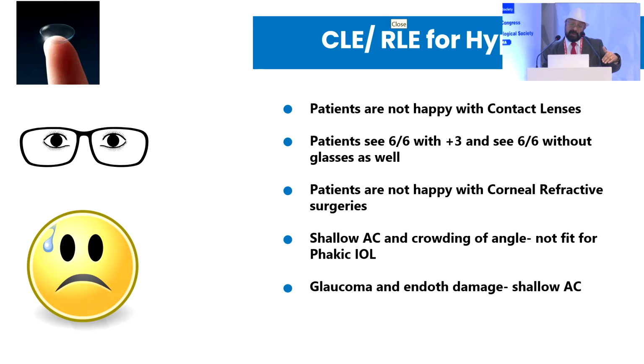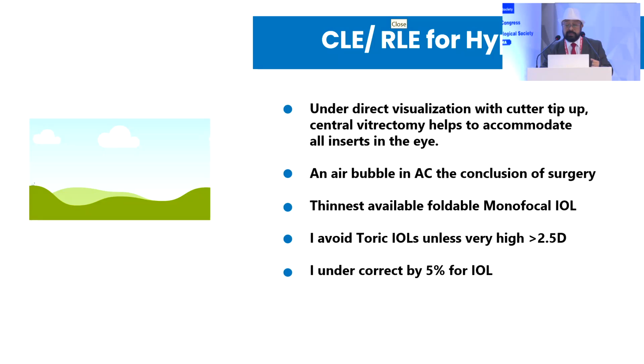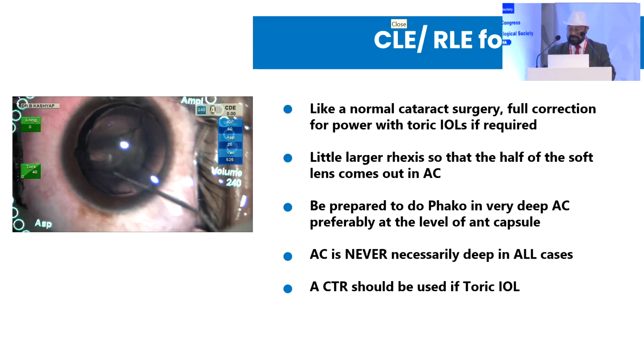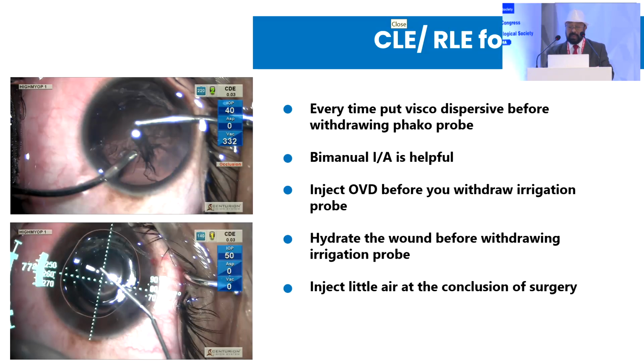So, look at the hypermetropia. The patients are not happy with the contact lenses, with the glasses, are not happy with the corneal refractive surgery. They have got shallow AC and crowding of the angle, and they're not suitable for the phakic IOL. Glaucoma and endothelial damage are there waiting for you. The capsule is tight, central vitrectomy should be done in cases of hypermetropia.